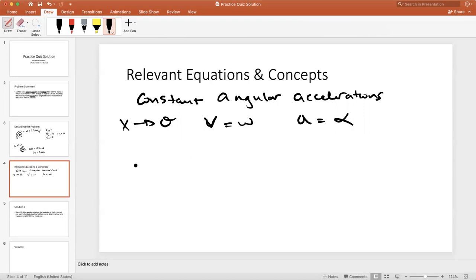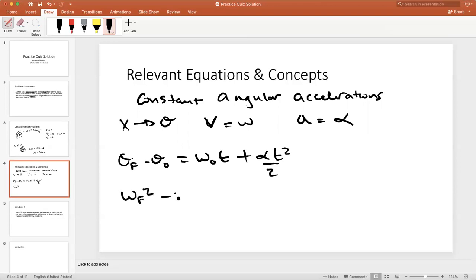So if you don't recall those, we have theta final minus theta initial, or the angular displacement, is equal to the initial angular velocity times time plus the angular acceleration times time squared divided by 2. Secondly, we have that the final angular velocity squared minus the initial angular velocity squared is equal to 2 times the angular acceleration times the angular displacement.